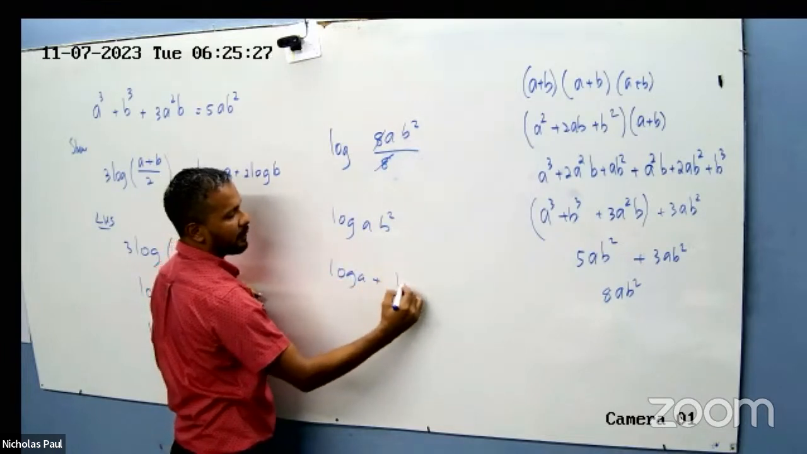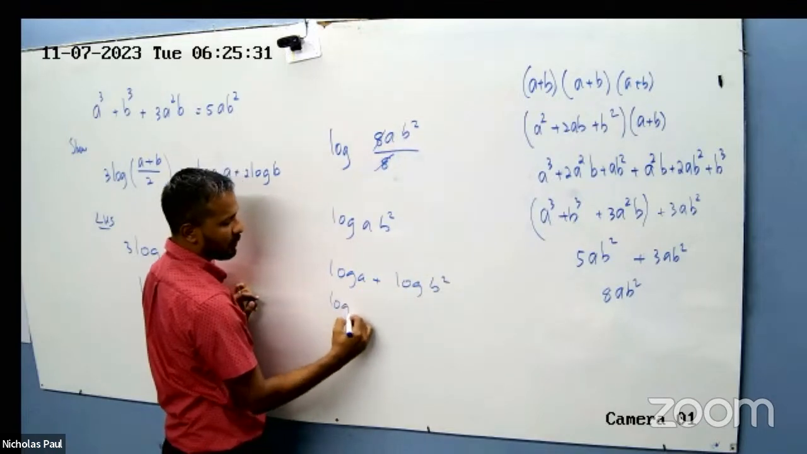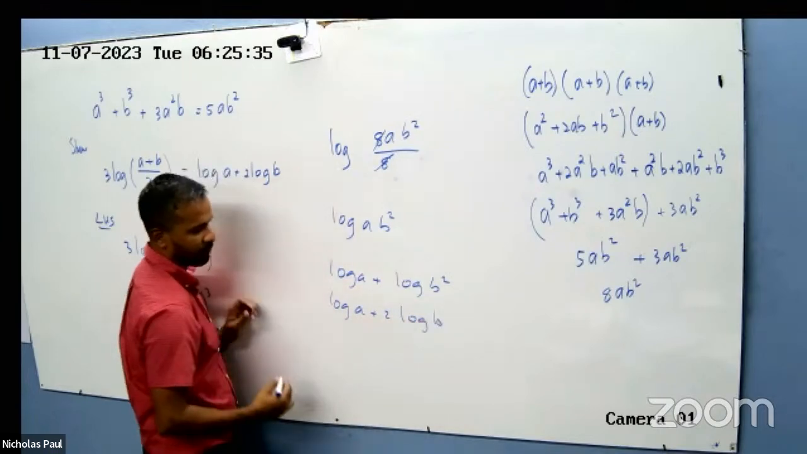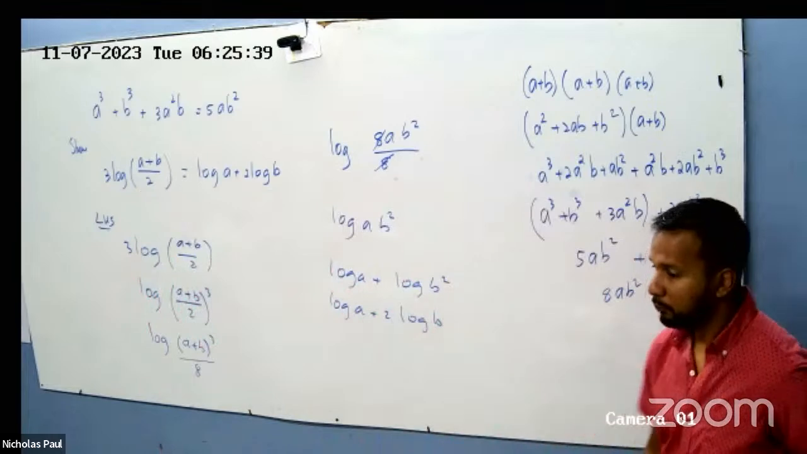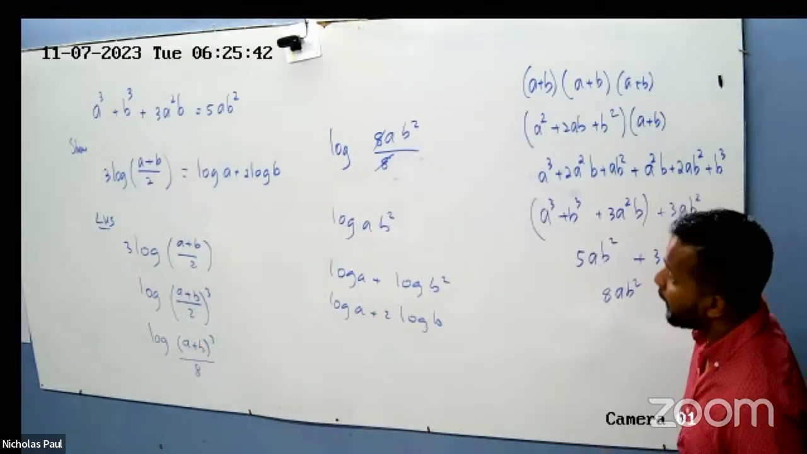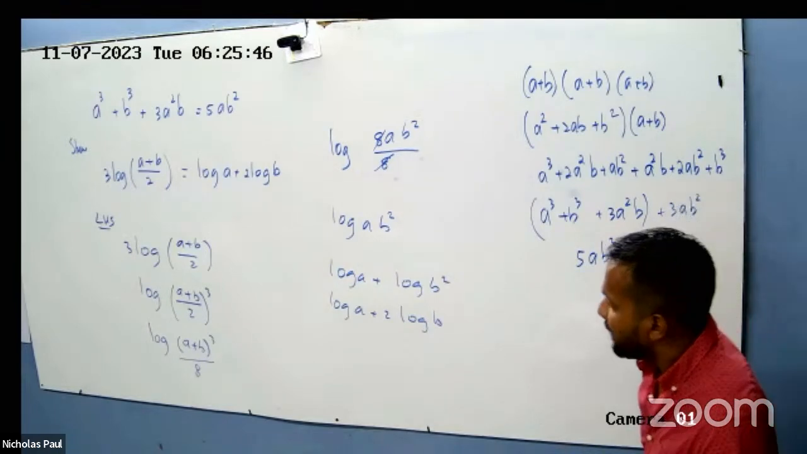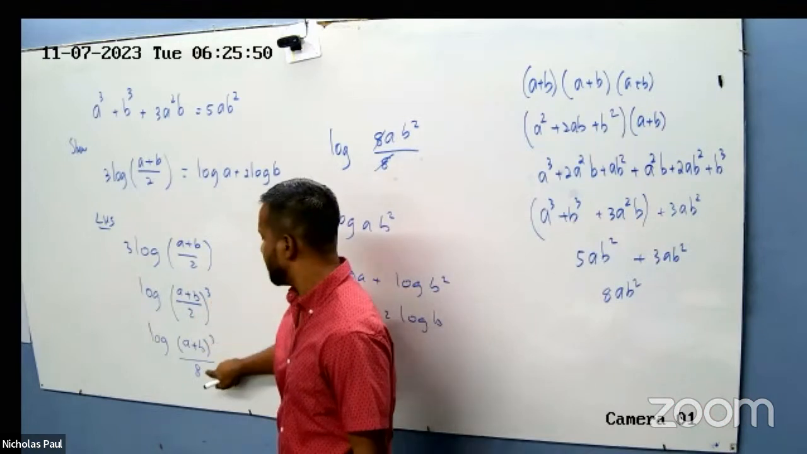Log a plus log b squared. I'm bringing 2 in front. Log to the base a plus 2 log to the base b. All right, and that was the answer. Why did I divide by 8? Because I have this cube and this cube. 2 cubed is 8.